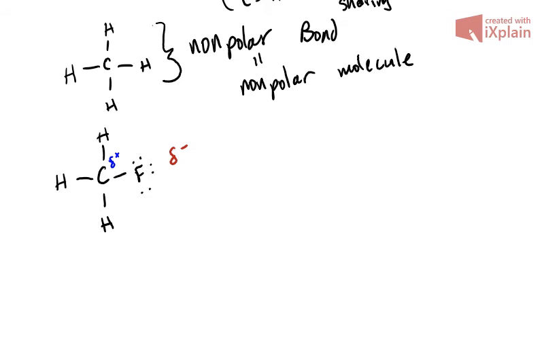If the carbon was partially negative, then would that make the hydrogen on the opposite side negative because the middle one is negative? Not necessarily. I don't know if I quite understand the question, but let me get to the next example and it might answer it. All right.